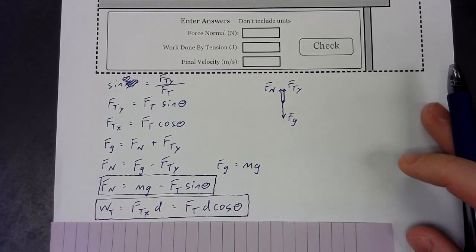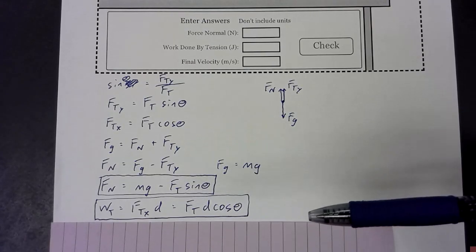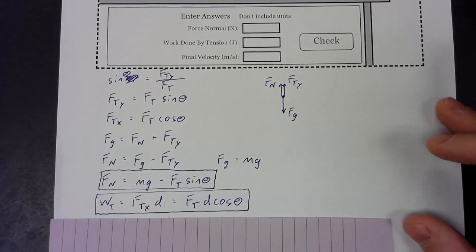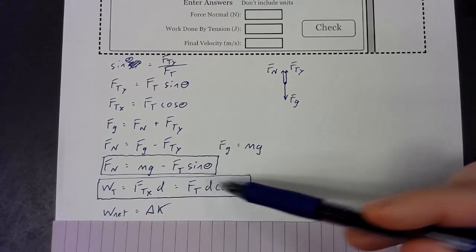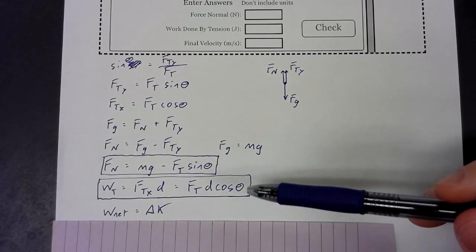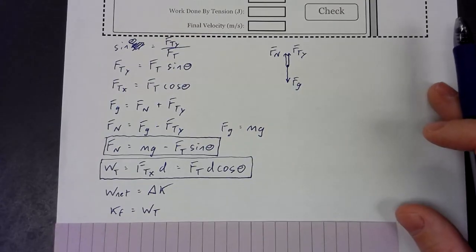Okay, then let's find the work done by tension. In this case, only the components of the force that are in the direction of the displacement can do work. So just the x component does work, and then we need to multiply that by the distance. So expand that out a little bit. And here, I wrote this to kind of look like our expression for work, Fd cosine theta. So we need to multiply those three.